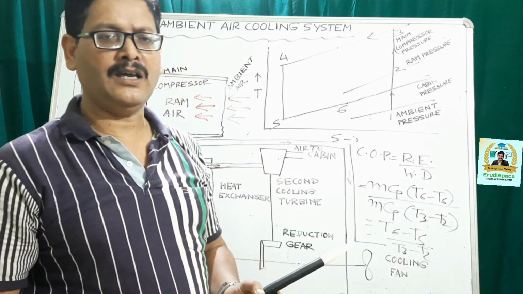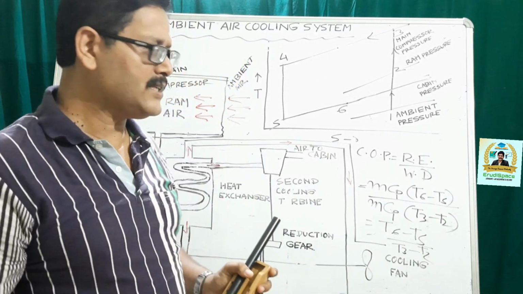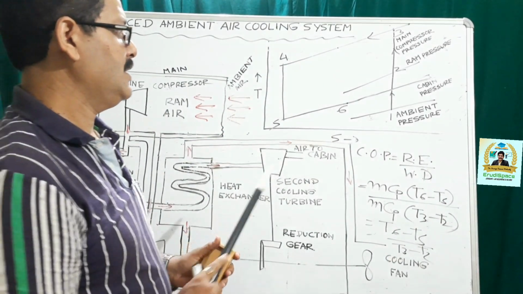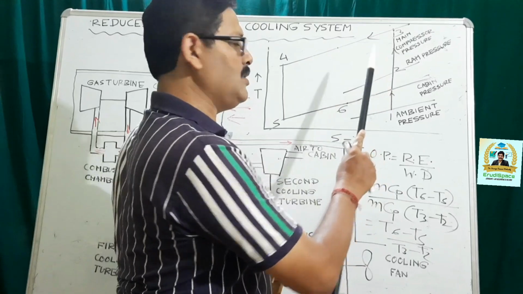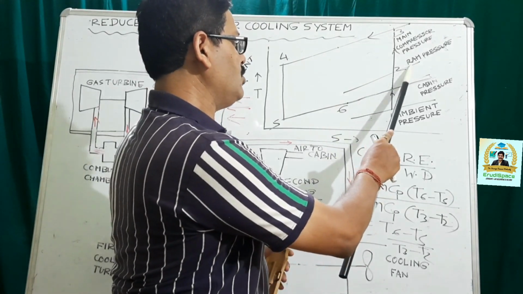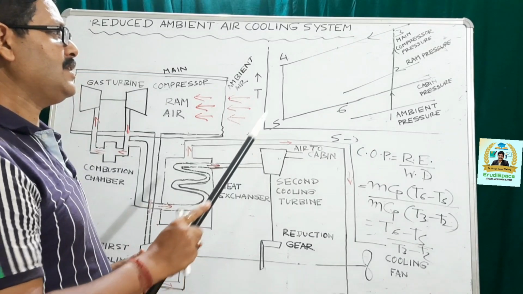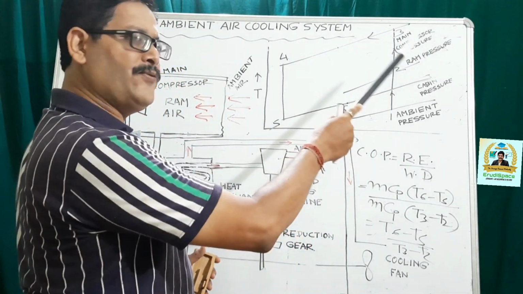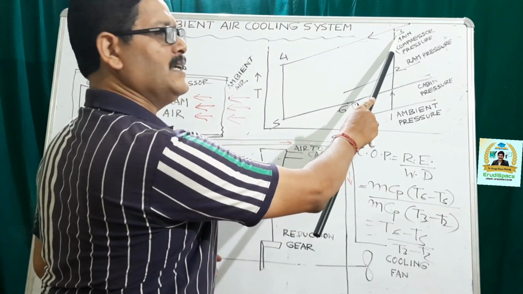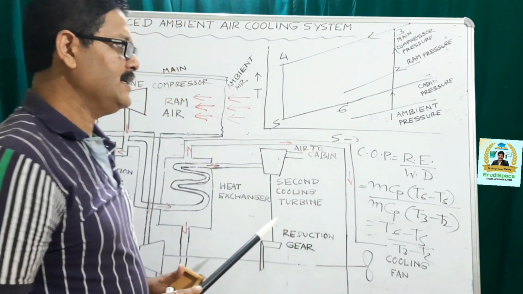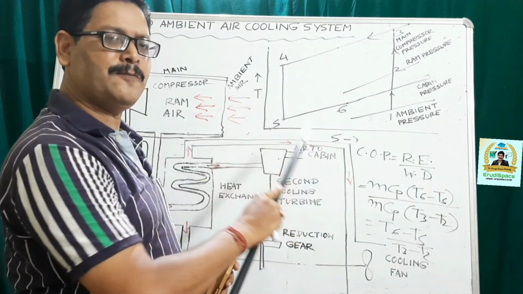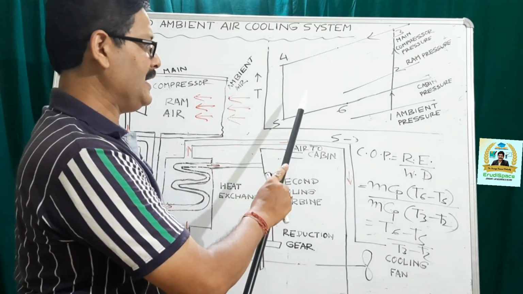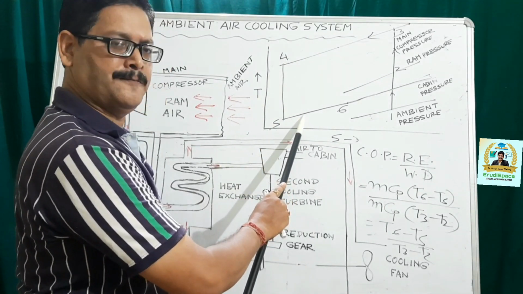But if you consider the effect of irreversibilities, all these processes will take place with some increase in entropy. So the ram compression will not be 1, 2, rather it will be 1, 2 dash. Similarly, the compression that is taking place in the main compressor will be different, and this point will not be 3, rather it will become 3 dash. Similarly, when you are considering the expansion, it will not be 4, 5, it will be 4, 5 dash, and 5 dash will be placed somewhere here.